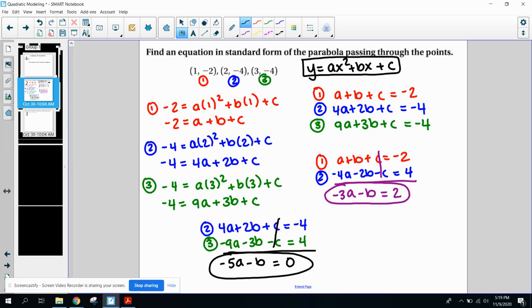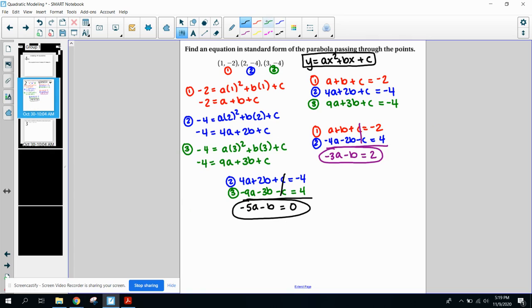So now what we're going to do is we're going to use our 2 circled equations, and we're going to try to eliminate a variable there. So if I look at them, they both have b's, and they're both -b's. So what I'm going to do is try to get rid of the b's, and I'm going to multiply one of them by a negative. Okay, it does not matter which one. So let's take the -3a minus b equals 2, and we're going to stack it with this one, but what I'm going to do is I'm going to multiply this one by -1, so times -1. So we get 5a plus b equals 0.